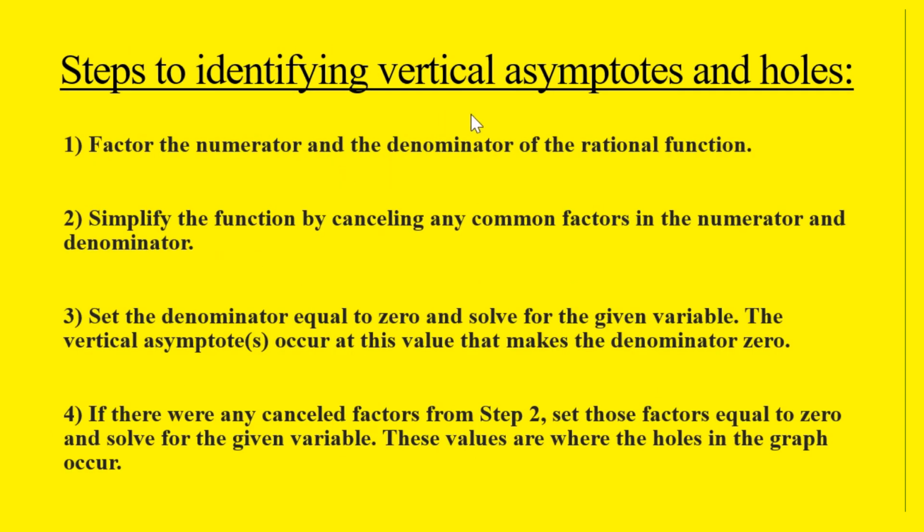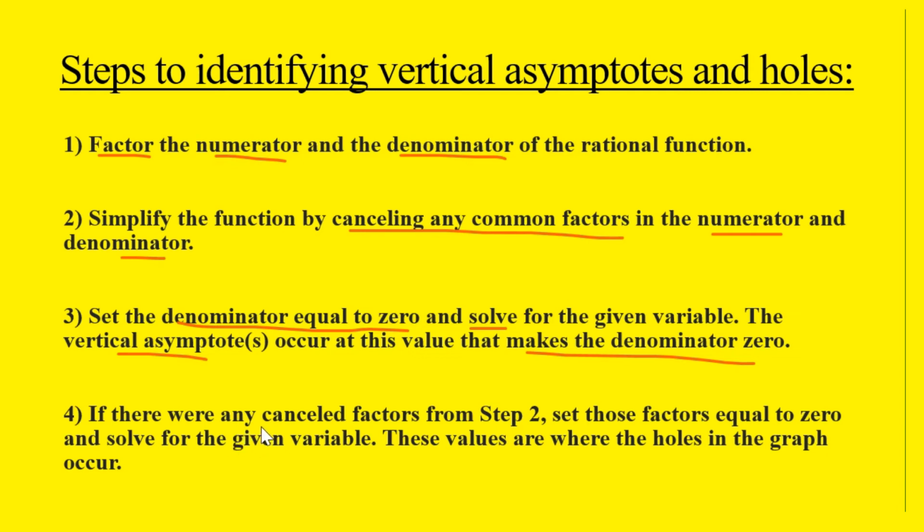So now let's review the steps in identifying the vertical asymptotes and the holes. The very first thing we want to do is factor both the numerator and the denominator. Then we want to simplify the function by canceling out any common factors that we see in the numerator and the denominator. Then we'll set the denominator equal to 0 and solve for the given variable. Once we solve for that variable, that tells us where the denominator is 0. So the vertical asymptotes occur at the values that make the denominator 0.